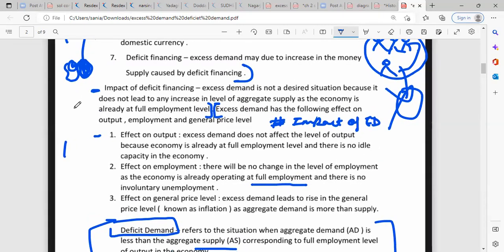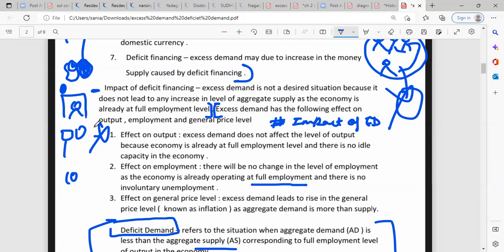See, for example, you are a shopkeeper, you have 2 chocolates. Now 10 people came to you saying that they want chocolate. So what will you do? Will you increase your production? No, at that time you cannot increase your production because you are at full equilibrium. Now it's your closing time. So of course you cannot change your output, right? So excess demand does not affect the level of output because the economy is already at full employment level and there is no idle capacity in the economy.